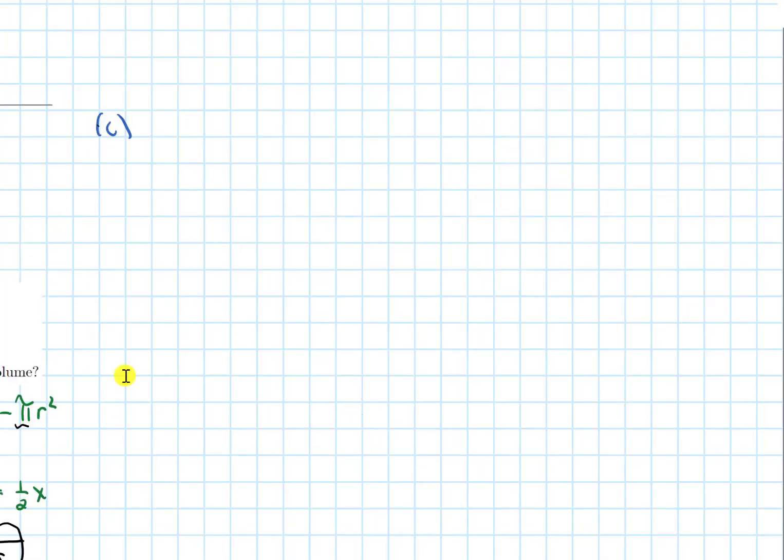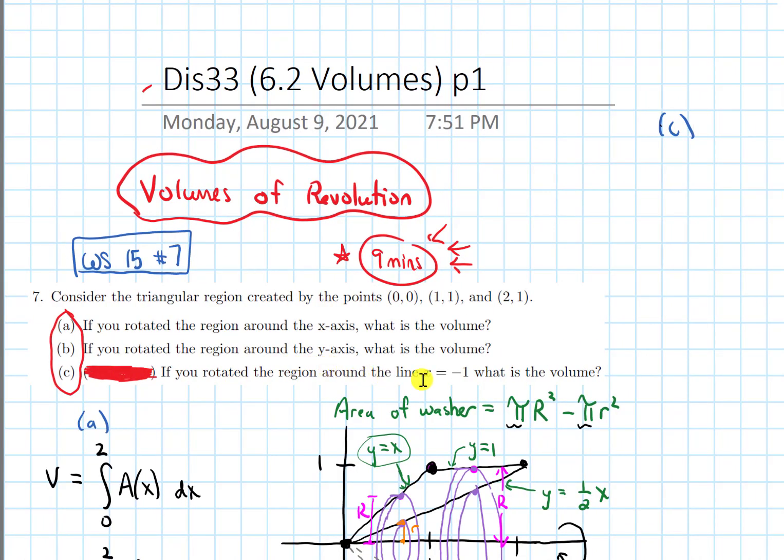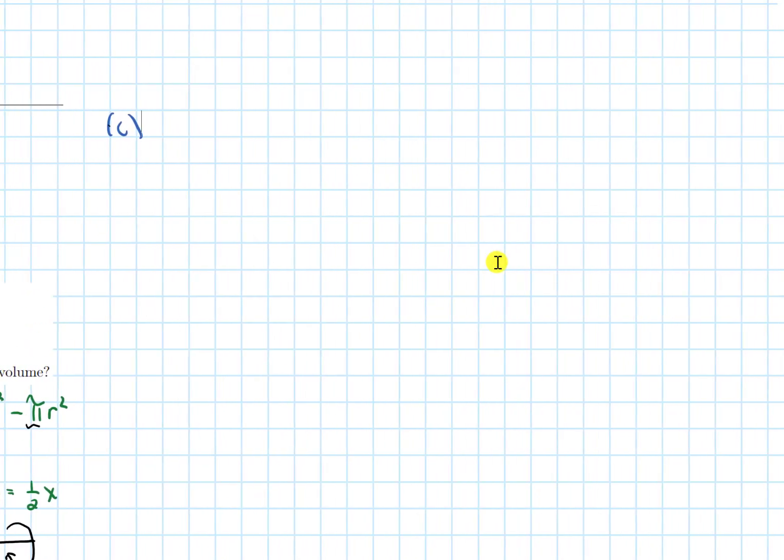For part C, it asks us to rotate the region around the line x equals -1. So that is a vertical line. Okay, so I'm going to draw a picture. I'll draw the y-axis, the x-axis, and I'll draw our shape.